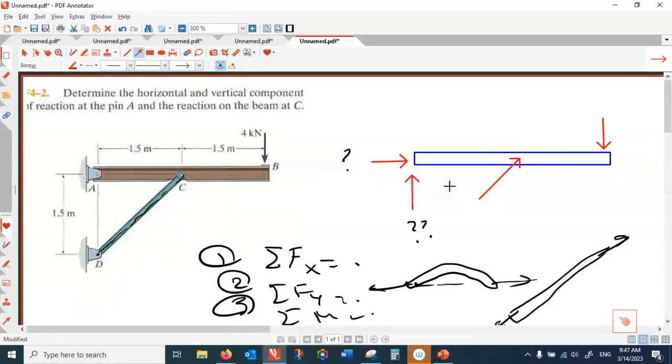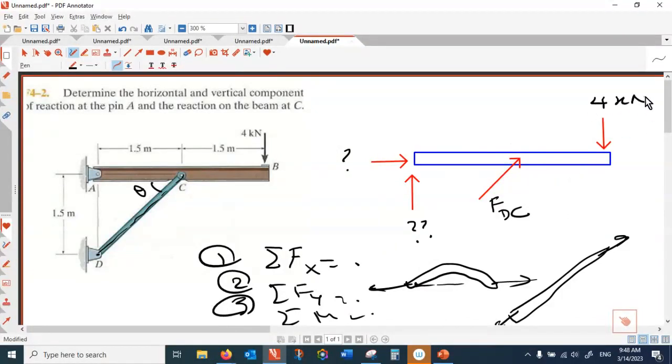DC is a 2-force member, so I call this FDC. That's the only unknown. I know the angle. What is the angle? The angle is the very same as here. It's fully specified. Now let's come back and count the number of unknowns.